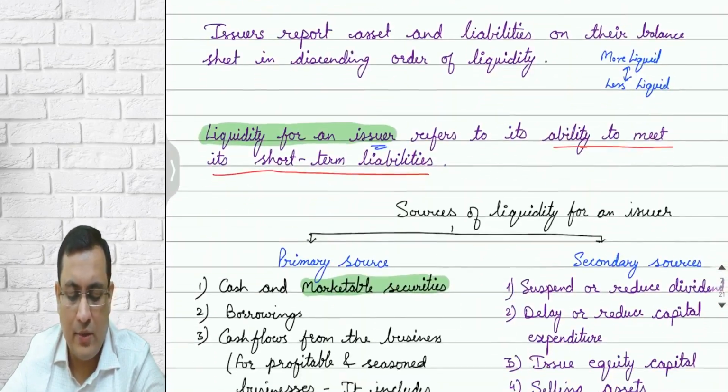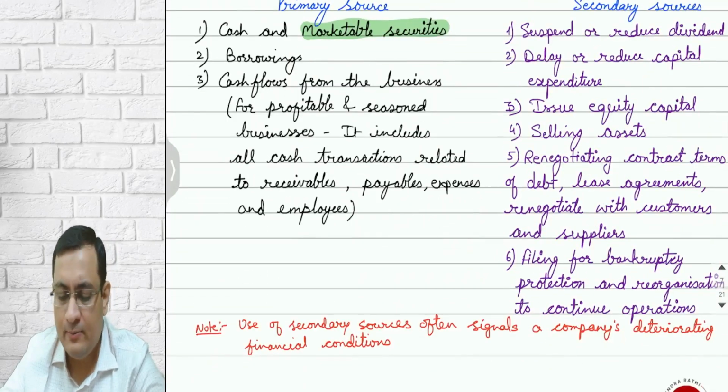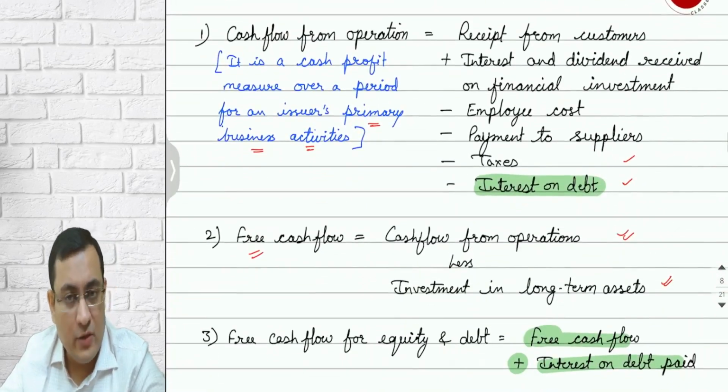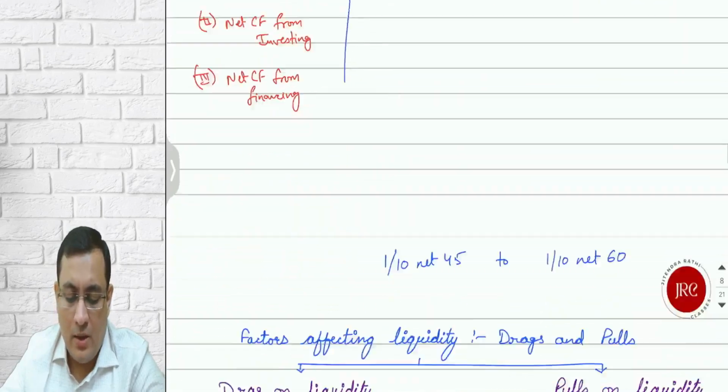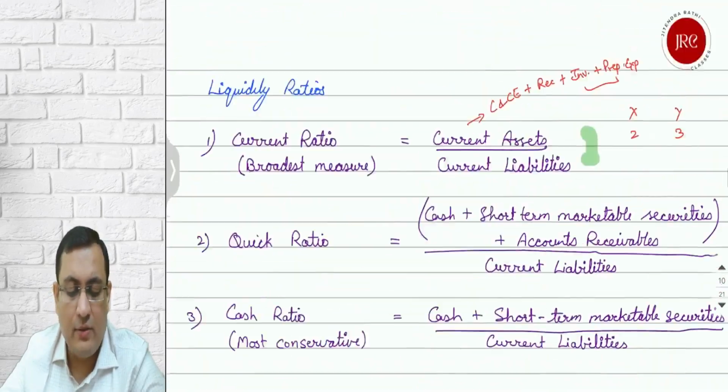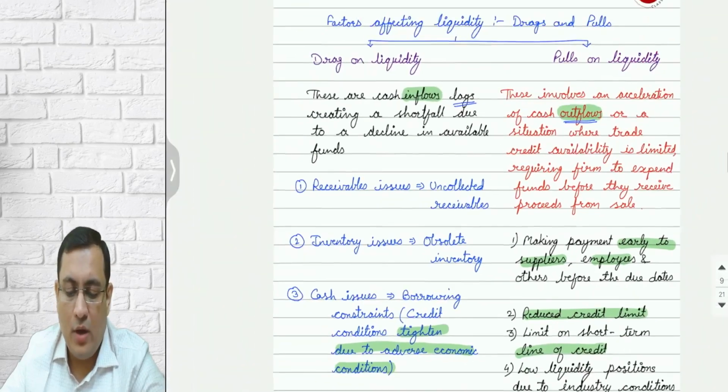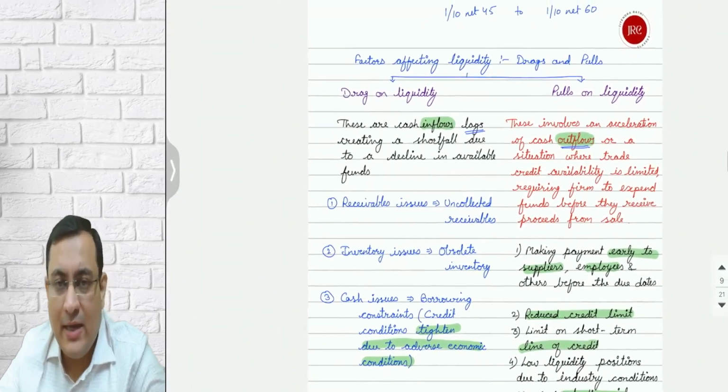So what we have already covered, we have covered 4 topics. Number 1, what is liquidity, and what are the sources of liquidity? Number 2, what are the absolute measures of liquidity? Number 3, what are the relative measures of liquidity? And last, what do we mean by drags and pulls on liquidity?